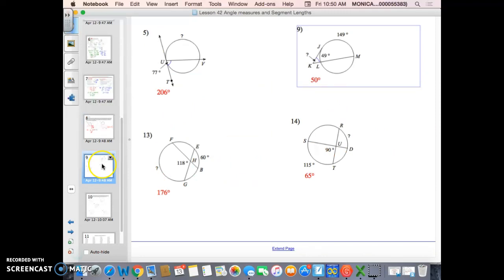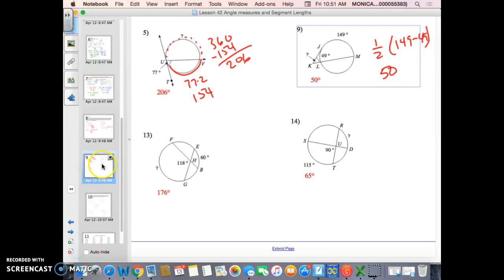Please note these problems right here, this is what we've been doing. This is just an inscribed angle. So, you know, if this is 77, this part right here is 77 times 2, which is 154, and then this part back here is going to be 360 minus 154, which is 206. So you're going to do this problem the same. This problem is an outside, so you're going to take the two angles, half of 149 minus 49, and that's where you get the measure of K equaling 50 degrees.